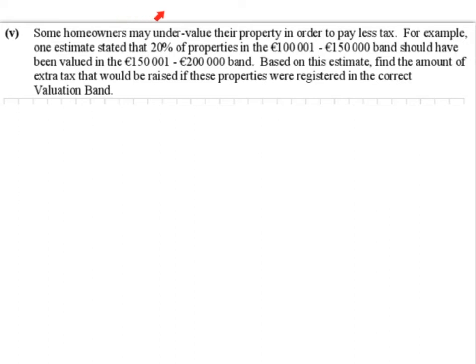Some homeowners may undervalue their property in order to pay less tax. For example, one estimate stated that 20% of properties in the €100,001 to €150,000 band should have been valued in the €150,001 to €200,000 band. So they say that 20% of properties in this band should have been in the next band. Based on this estimate, find the amount of extra tax that would be raised if these properties were registered in the correct valuation band.